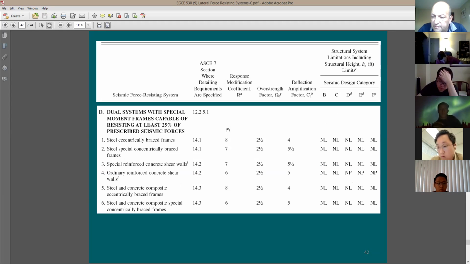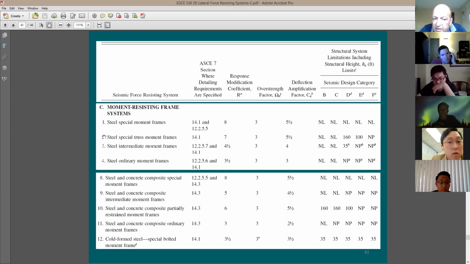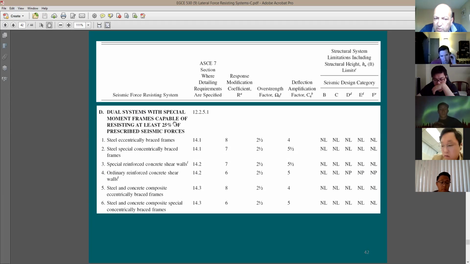Now we have a dual system. This one you combine a stiff member with a flexible member. A stiff member is going to be like a brace frame, whether concentric or eccentric, and you put it with the moment frame. So let's read here what it says. It says dual system with a special moment frame. So number one, if you'd like to go with this dual system, you need to have a special moment frame. This is going to be category D. It cannot be the intermediate moment frame. It needs to be a special moment frame to be within this category D.